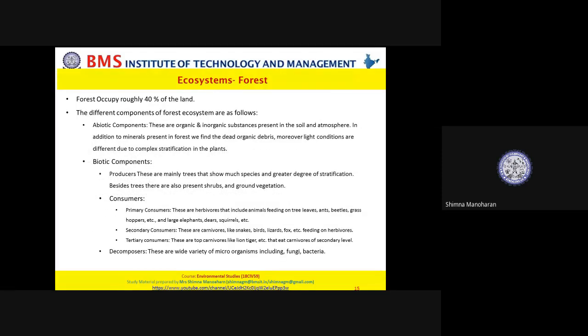First we will see forest as an ecosystem. Forest occupies almost 40% of the land, and the different components of the forest ecosystem are abiotic components and biotic components. In abiotic components, what are the different components present in a forest?